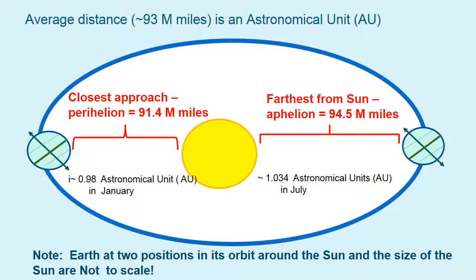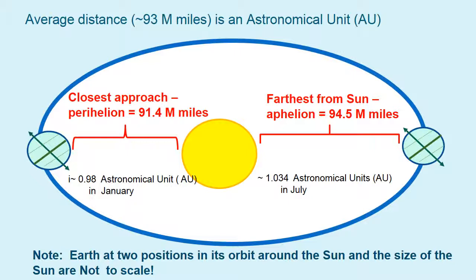In astronomy, the distance between the Sun and the Earth, the average distance, which is about 93 million miles, is called an astronomical unit. I want to caution you that this graphic is not to scale. The Sun and the Earth sizes and the orbits are not to scale.